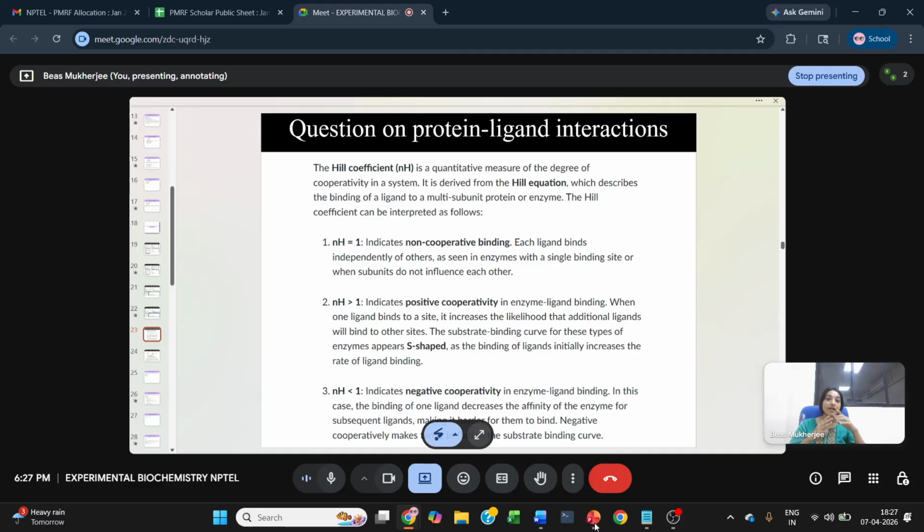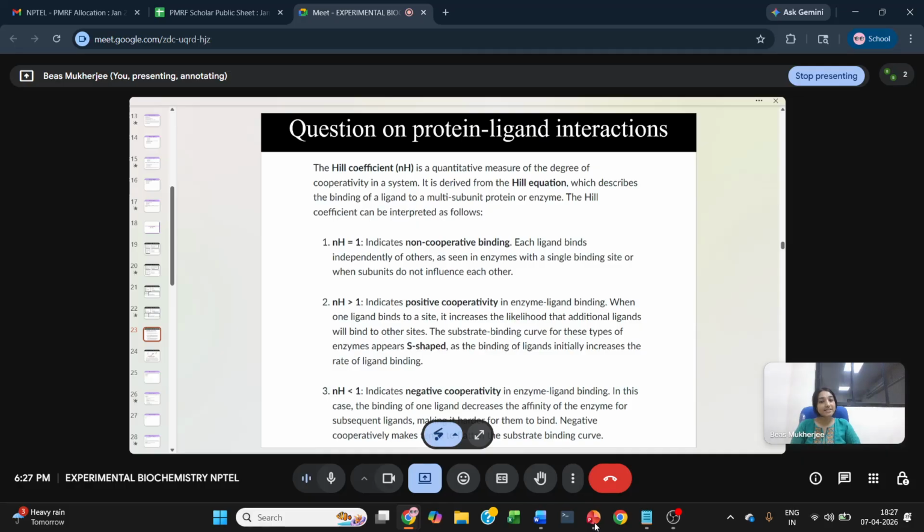Okay, now NH more than 1 means positive cooperativity in enzyme ligand binding. When one ligand binds to a site, it increases the likelihood that additional ligands will also come and bind to other sites. The substrate binding curve for this type of enzyme appears as an S-shaped curve. Now you remember the allosteric curve for allosteric enzymes, right? It is S-shaped. The binding of the ligands initially increases the rate of ligand binding. So if you remember hemoglobin, cooperativity is seen there too, right?